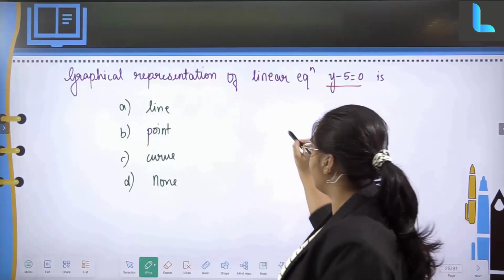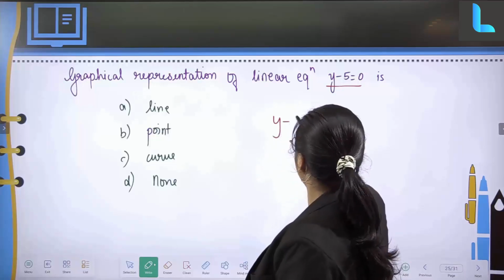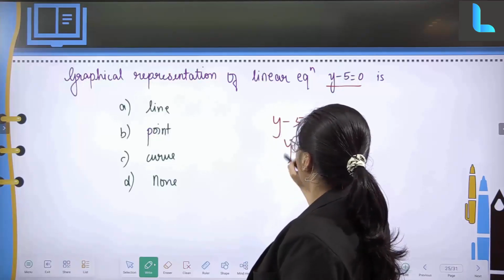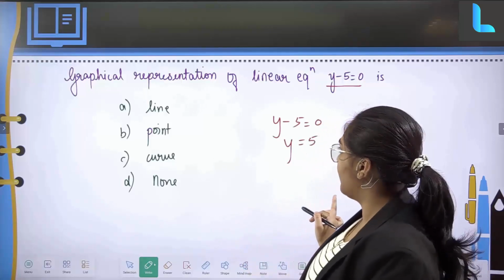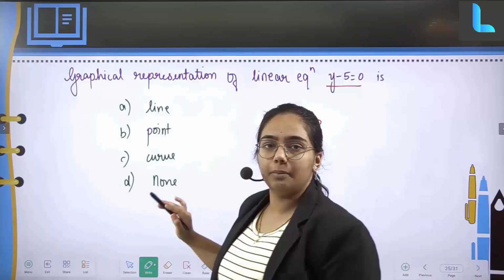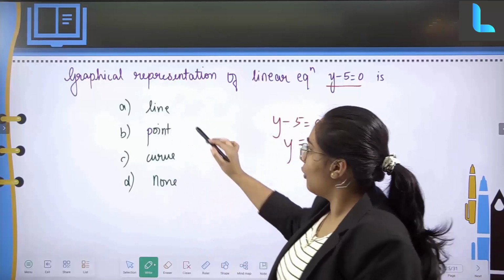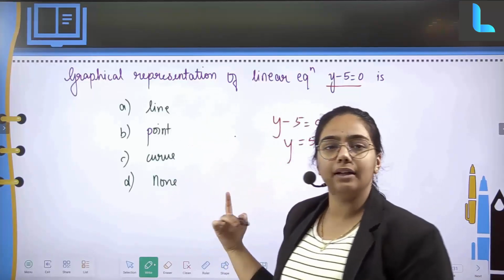Only so much is what they have given. y minus 5 is equal to 0. Therefore, y is going to be equal to 5. If y is going to be equal to 5, what is it going to be? Is it going to be a line? Is it going to be just a point? Or is it going to be a curve?